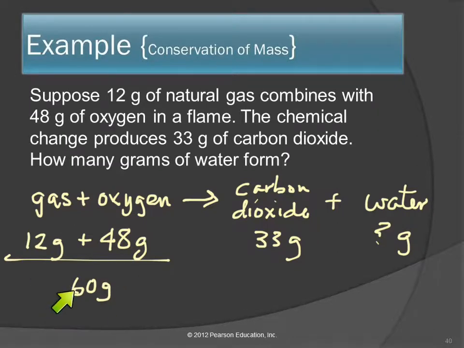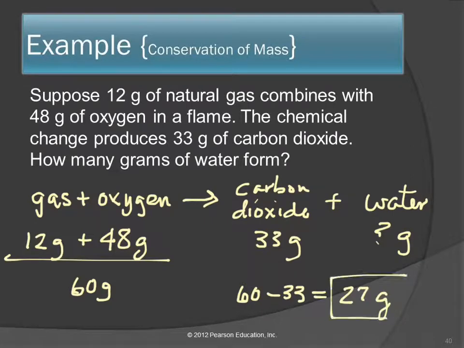We started out with 60 grams. We have to end up with 60 grams. 33 of it became carbon dioxide. The rest of it has to be water. 60 minus 33, 27 grams. Okay?